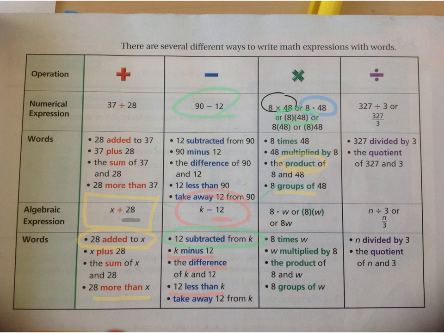And let's take a look at the division. 327 divided by 3, or what you'll start to see is this fraction bar. The fraction bar means division. So you'll see that you have 327 divided by 3, and then the word that means division is quotient. So two new words that you'll have to remember are quotient and product for division and multiplication. And when we are in class, we're going to be working on a lot of practice problems. Let's take a look at the next.